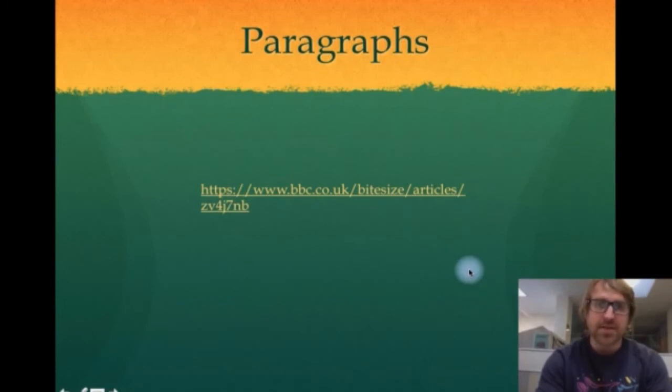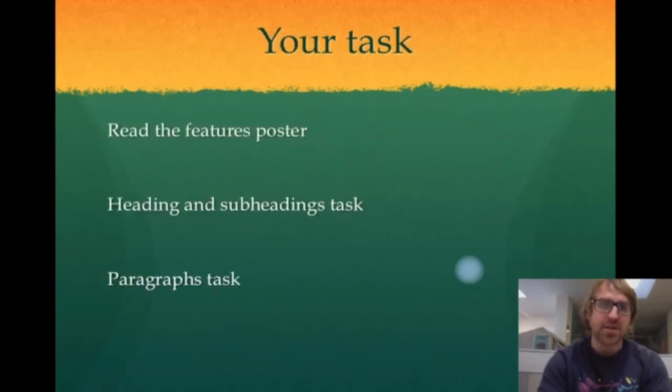And so today's 3 tasks: you need to read the features poster and have a look at the features of an information text. Then you need to do the heading and subheadings task, and then on the BBC website I'd like you to have a go at some of the activities all about paragraphs. So this is going to set you up ready to plan your information text tomorrow. So good luck with your learning today.